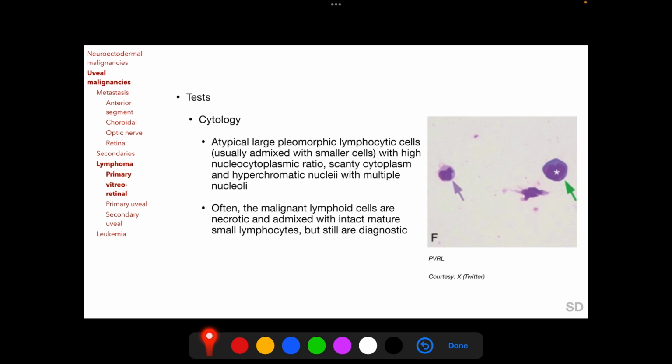The tests which can be done in the diagnostic vitrectomy aspirate include cytology, in which we find atypical large pleomorphic lymphocytic cells with high nucleocytoplasmic ratio, scanty cytoplasm, hyperchromatic nuclei with multiple nucleoli, and typically they are admixed with smaller, more mature lymphocytic cells. Often, the malignant lymphoid cells are necrotic and admixed with intact, mature, smaller lymphocytic cells. Even then, we can arrive at a diagnosis of PVRL.